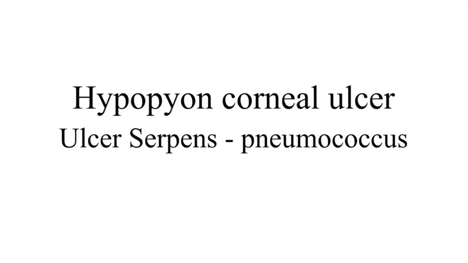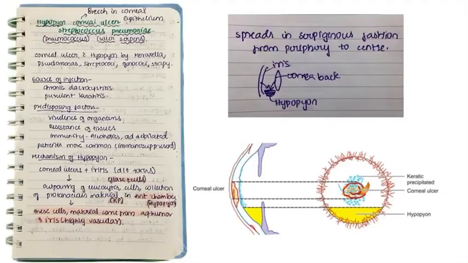Let's talk about Hypopyon corneal ulcer, which is also known as ulcus serpens, caused by pneumococcus. The term Hypopyon corneal ulcer is restricted to infection caused by pneumococcus. If the infection is caused by gonococcus, staphylococcus, or pseudomonas, we call it a corneal ulcer along with Hypopyon. This specific term is only for Streptococcus pneumoniae, also known as pneumococcus.